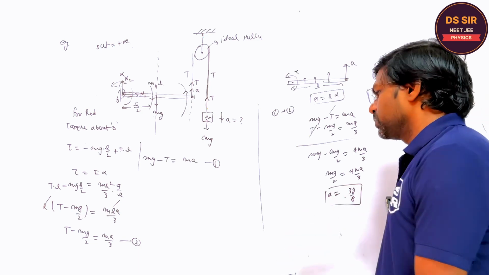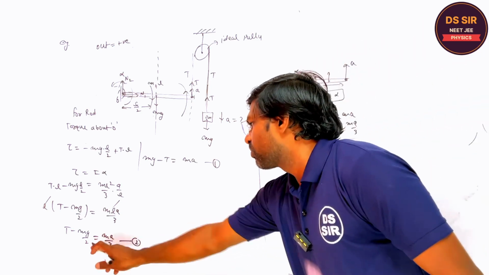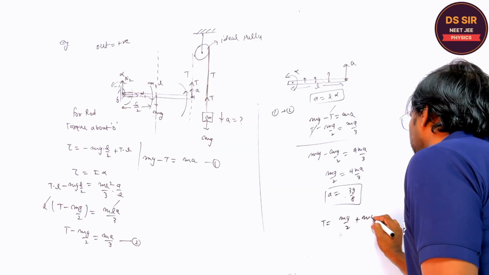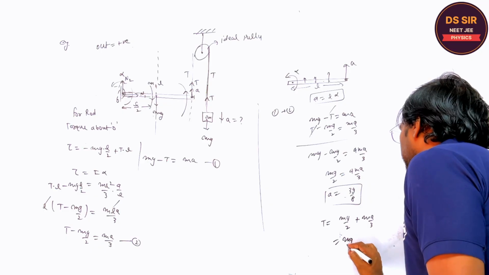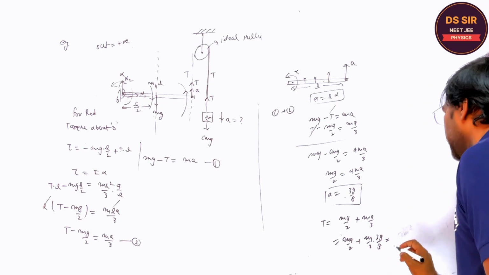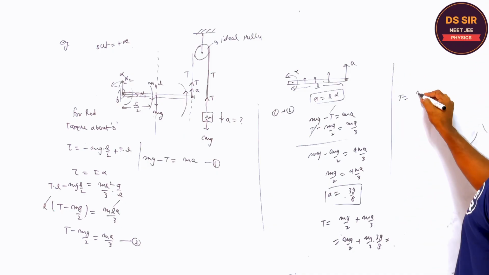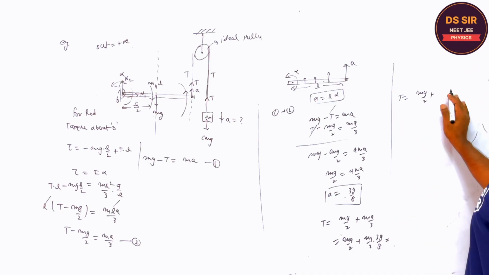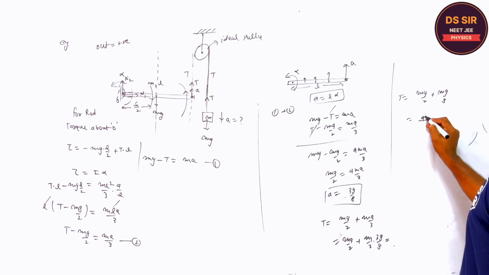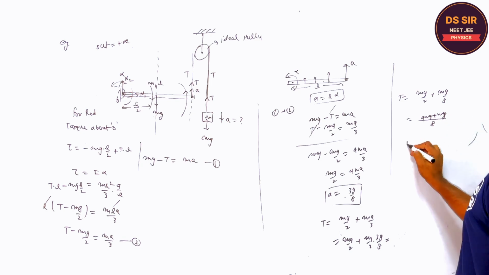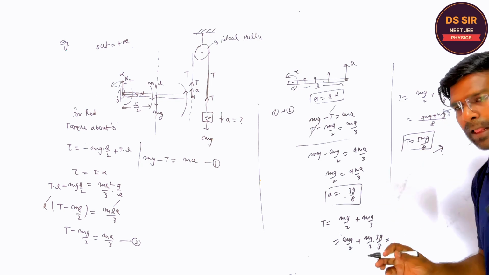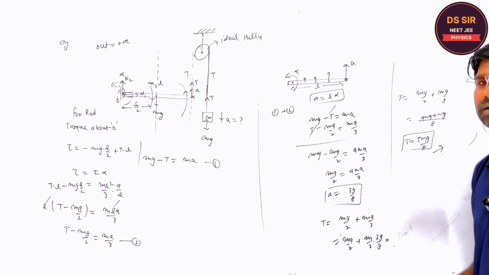This is the acceleration, and therefore we can find the tension from here. The tension is equal to mg by 2 plus ma by 3, so mg by 2 plus m by 3 into 3g by 8. So the tension will be equal to mg by 2 plus mg by 8. Is it clear? So 4mg plus mg is equal to 5mg by 8, the tension in the string. You understand this question? Can you check the answer? Copy this.